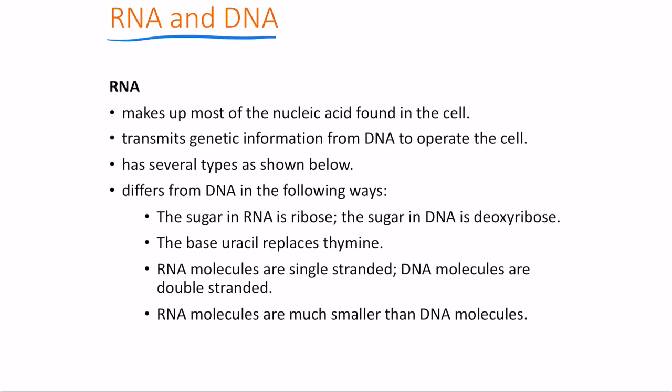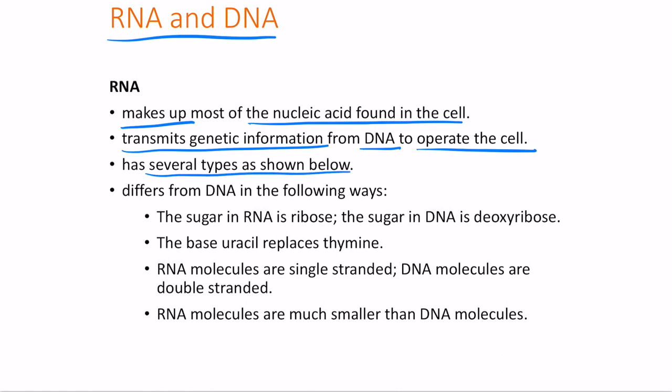RNA here is generally the one that makes up most of the nucleic acid that is found in the cell. RNA transmits the genetic information from the DNA to operate the cell. Think of RNA as a specific set of instructions that are taken from the DNA to create entities in the cell. There are several types.